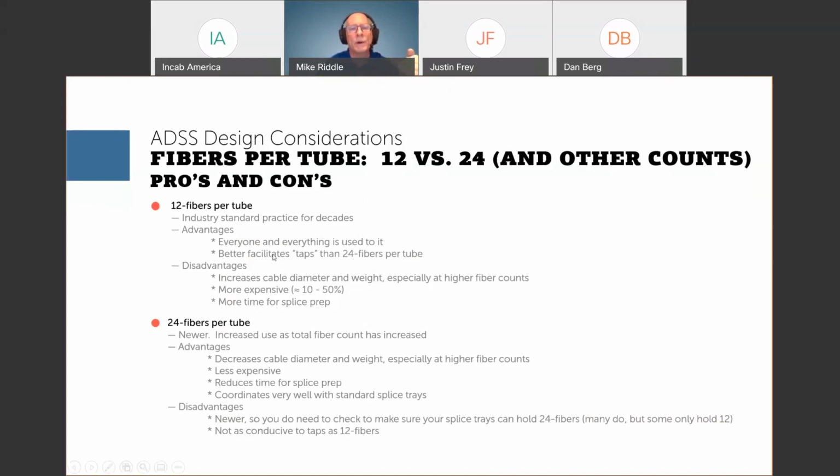Like if you have a project where you're going from point A to point B, but along the way you're making some taps to get access to a fiber or two or a few, it better facilitates that than using 24 fibers per tube. But the disadvantage of 12 fibers per tube is that it causes cable diameter and weight to go up as fiber count goes up. It's not really a problem at all until 72 fibers. And even then at 72, or excuse me, at like 96, not a huge deal.